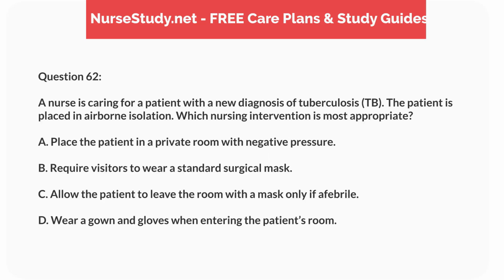Question 62. A nurse is caring for a patient with a new diagnosis of tuberculosis, TB. The patient is placed in airborne isolation. Which nursing intervention is most appropriate? A. Place the patient in a private room with negative pressure. B. Require visitors to wear a standard surgical mask. C. Allow the patient to leave the room with a mask only if afebrile. D. Wear a gown and gloves when entering the patient's room.